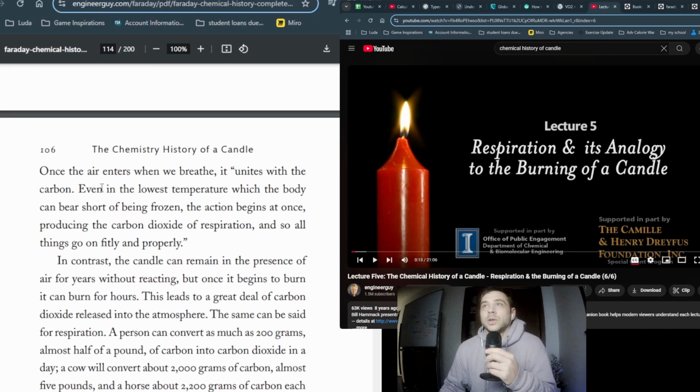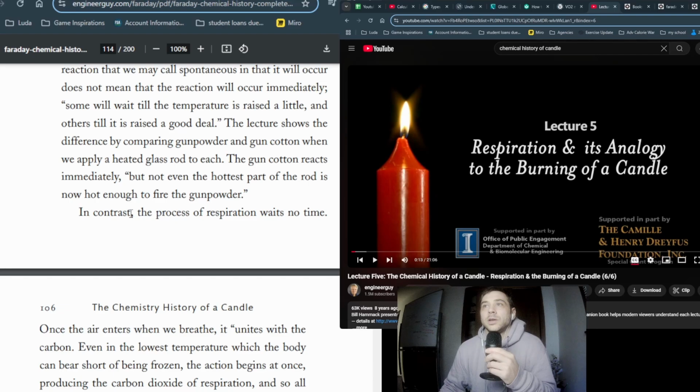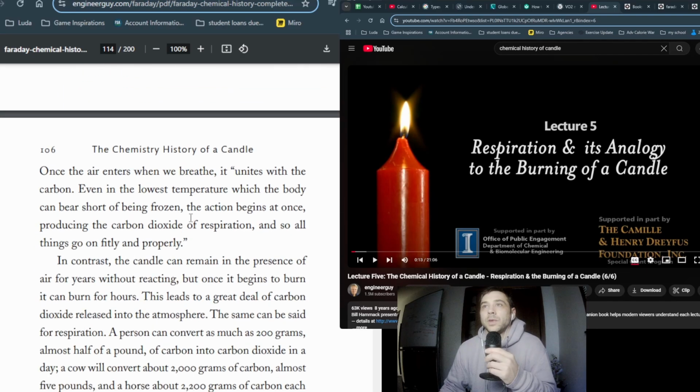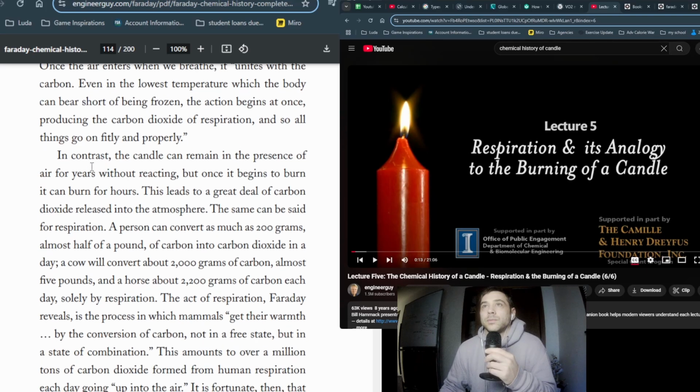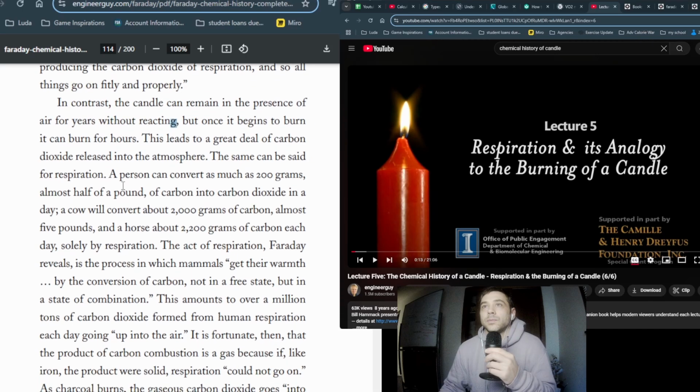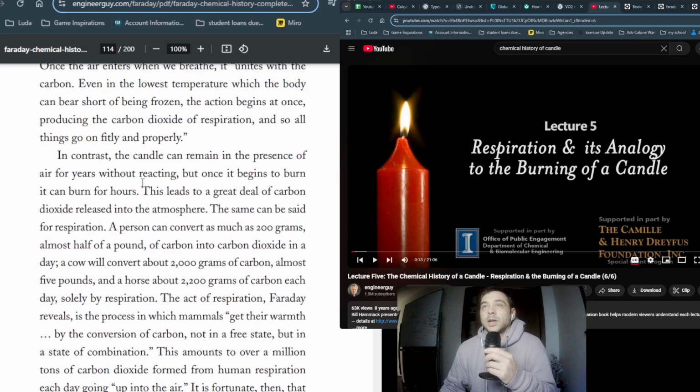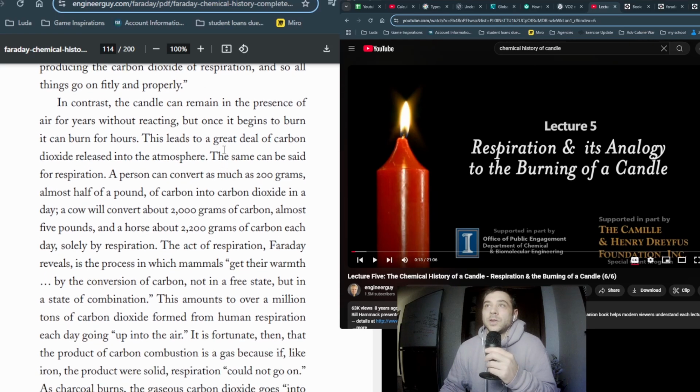It unites with the carbon immediately. Respiration waits no time. It's like, how would we store energy then, you know? The same could be said as respiration.